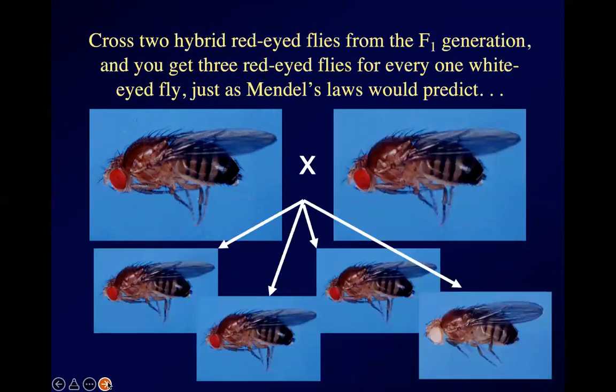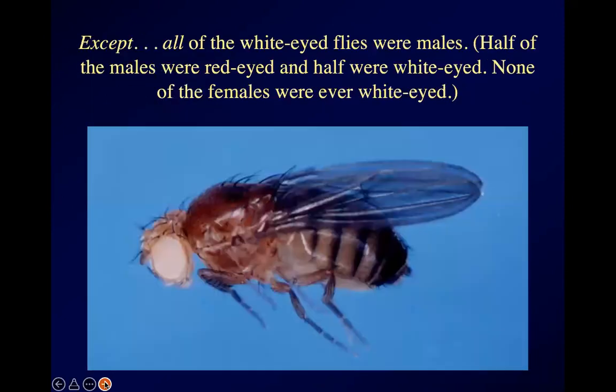And so if you cross two of those red-eyed flies from the F1 generation, you get 3 red-eyed flies for every 1 white-eyed fly, and that's exactly what Mendel's laws would predict. So far, this is following exactly the same rules as purple and white flower color in pea plants. Except Bridges noticed something weird. All of the white-eyed flies in that F2 generation were males.